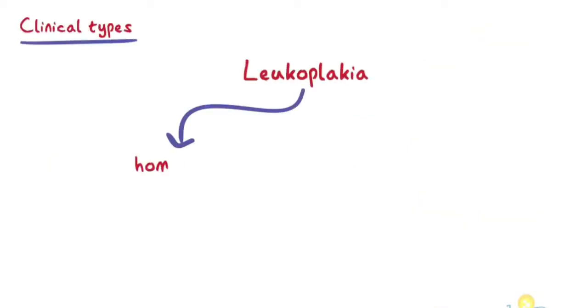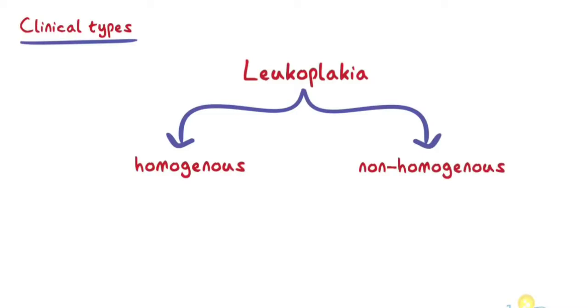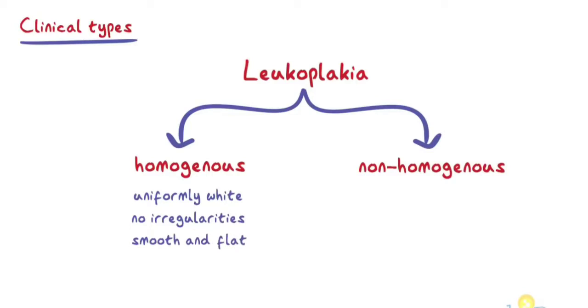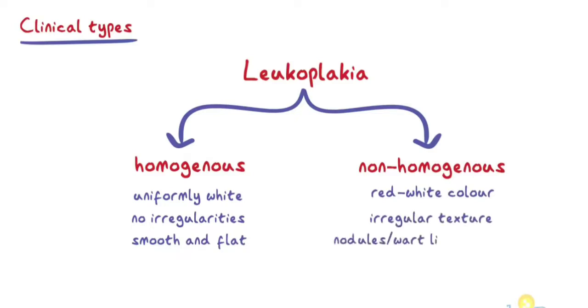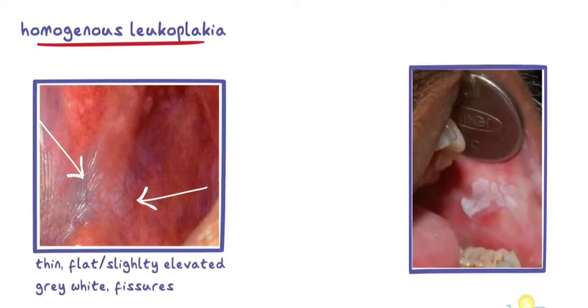Leukoplakia is classified as being homogeneous and non-homogeneous. Homogeneous refers to the uniformity of the color and the texture of the leukoplakic lesion, while non-homogeneous leukoplakia may have a red-white appearance or may have a uniform white appearance with an irregular texture manifesting with nodules, wart-like projections, and corrugations. Homogeneous leukoplakia in the early stages may be thin, flat, or slightly elevated gray-white in color with fissures, while the leukoplakia that has progressed could be a thicker white plaque with deep fissures.